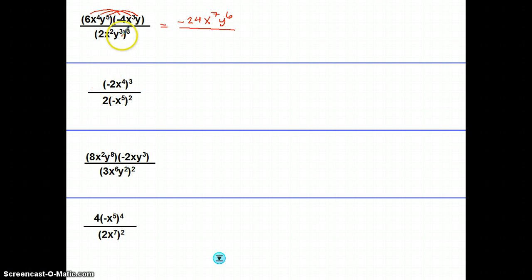My denominator, since there is an exponent on the outside of parentheses, and since there is no addition or subtraction inside, I am going to apply that exponent to every term inside. I end up with 2 to the 3rd, x to the 6th, and y to the 9th, which multiplies out to 8, x to the 6th, y to the 9th.